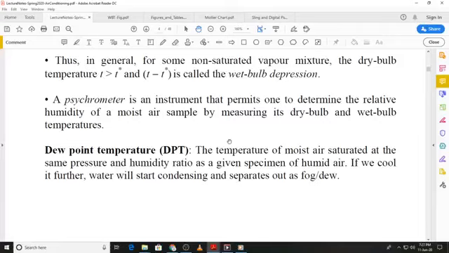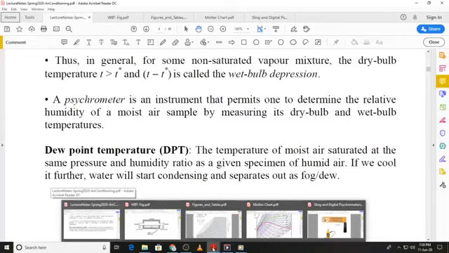Before that, let me go to the third temperature, that is known as the dew point temperature. If you have a moist air sample and I want to keep the temperature, the humidity ratio and the pressure unchanged and still saturate the air, what I can do is reduce the temperature of the air until the moisture in the air separates out as fog or dew. That temperature at which the moisture will separate out from the air sample at a constant pressure and humidity ratio is known as the dew point temperature.